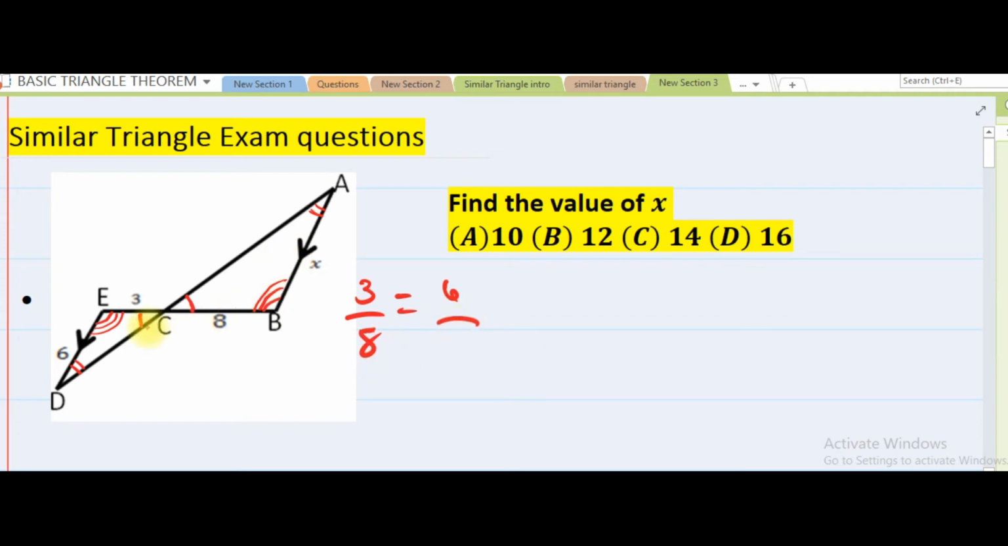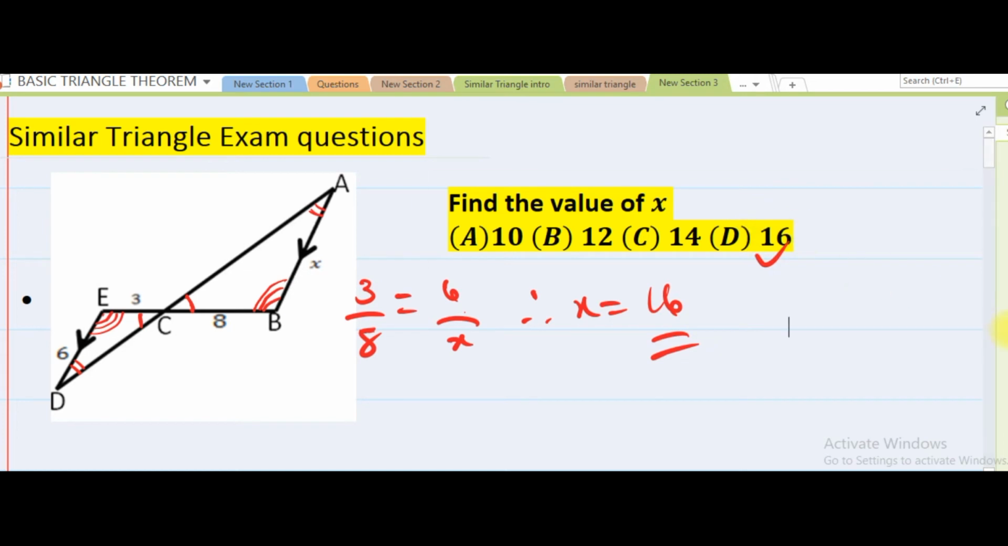over, check, this 2, 3, this 2, 3. So x. Therefore, remember, we are looking for x, 2 here, so x must be 16. 3 times 2, 6, 8 times 2 must be 16. So x is 16. Our answer is 16D.